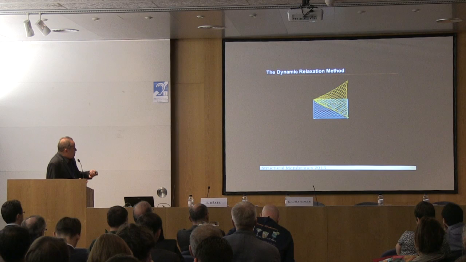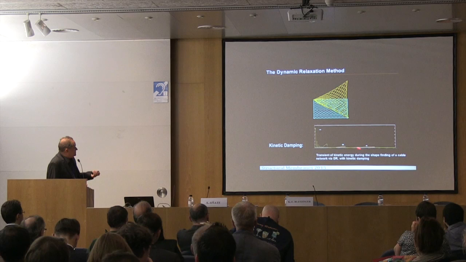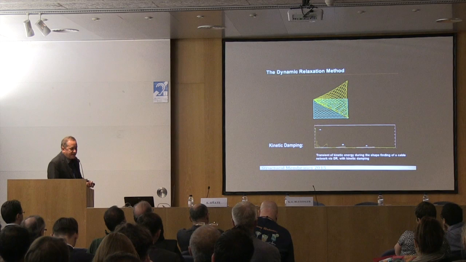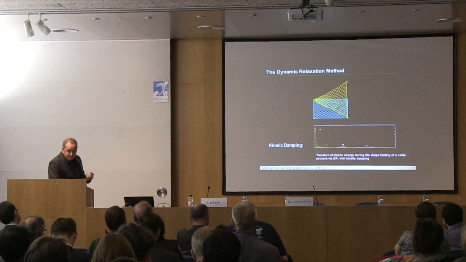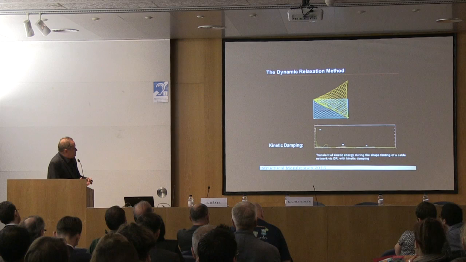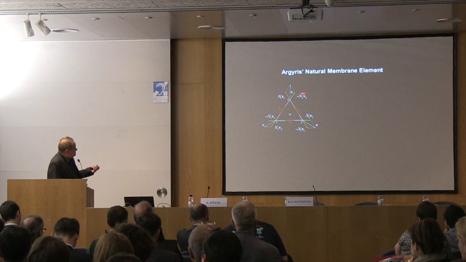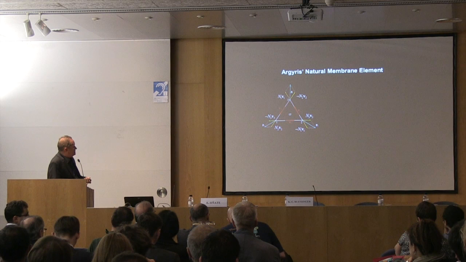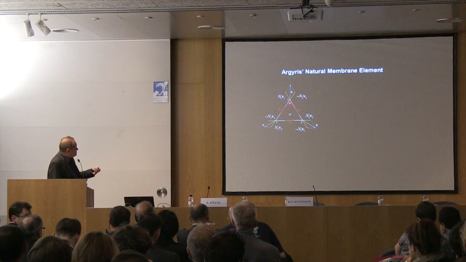One way to get rid of the problem of damping is to apply kinetic damping. We just go removing the kinetic energy as soon as it passes through a maximum. Well, there will be some sessions on that, so I will skip the subject. But I will consider here one membrane element that I like, which is Argyris's membrane element, where we decompose these internal nodal loads in loads along the sides of the elements.